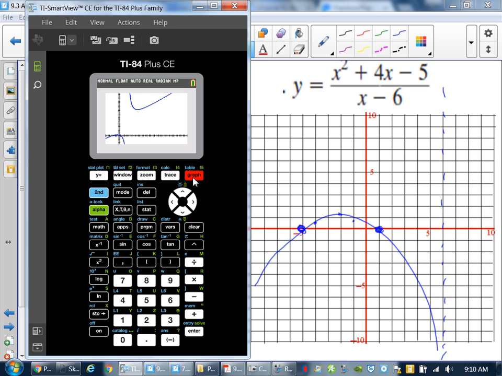There's what's called a slant asymptote there. There's actually a really easy way to write the equation of that line, because I'm going to ask you to do that.